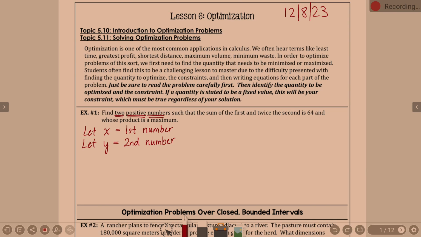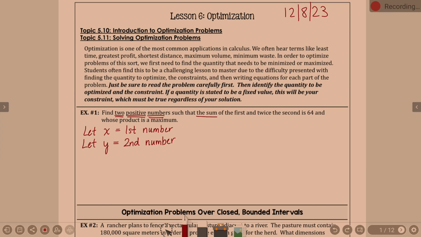I need an equation. X plus 2y equals 64. Okay, hold the phone. Notice I didn't say or write anything yet. Guys, it's reading. Translate it. This is the easy part. It's here. I promise. You just have to read it.